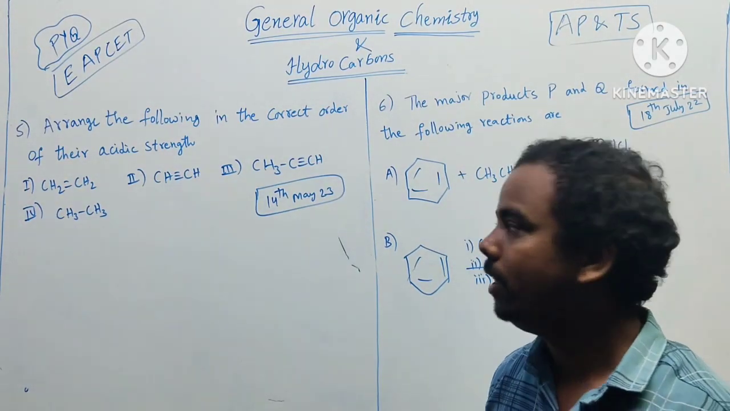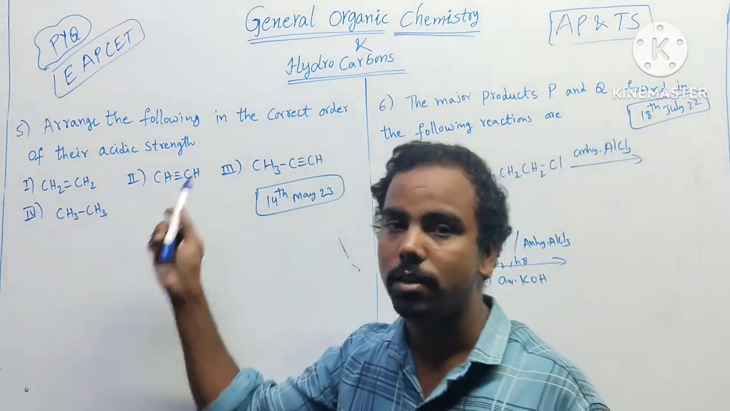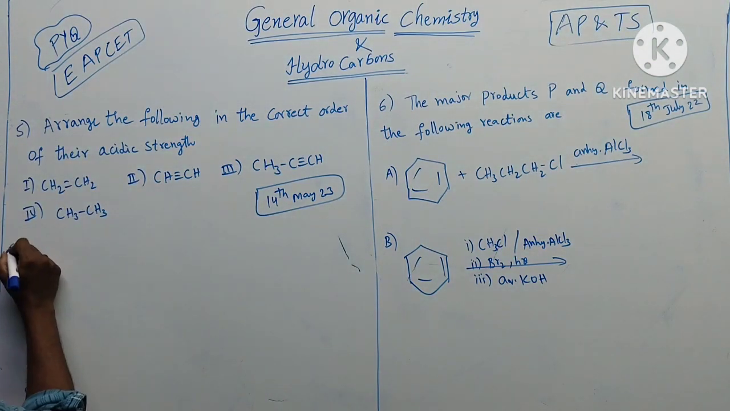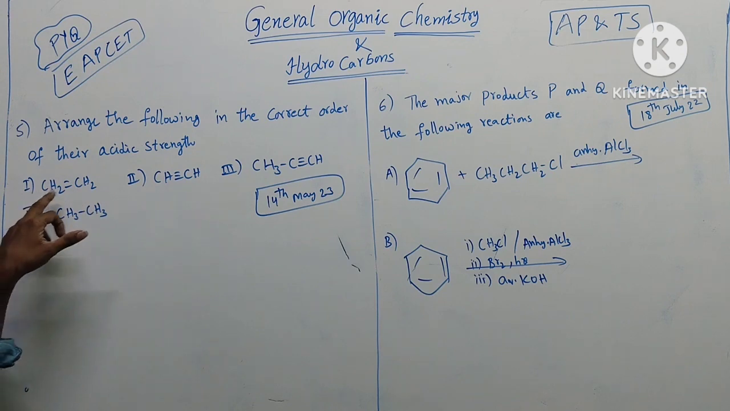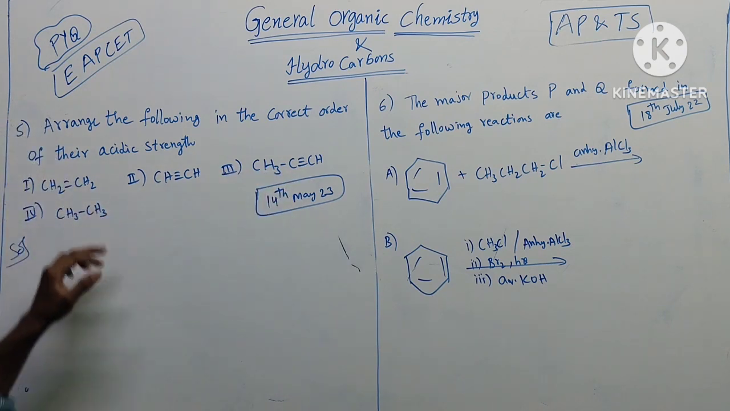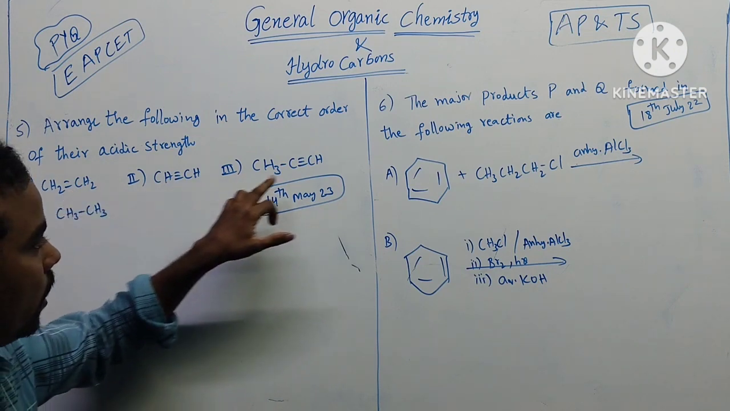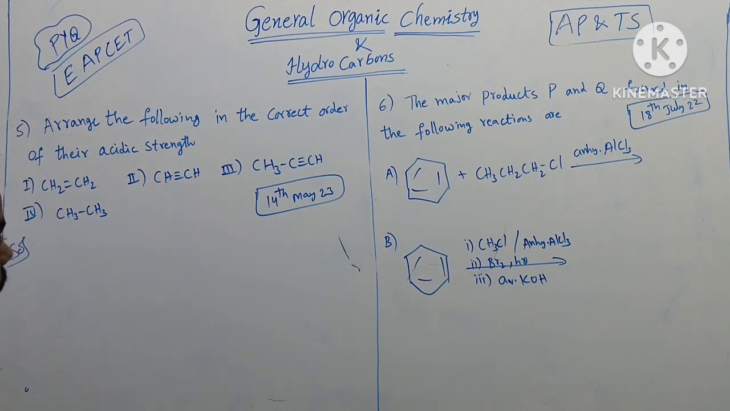See the next question, very easy. Arrange the following in the correct order of their acidic strength. Very easy. So how to find the acidic strength of different hydrocarbons? Only carbon hydrogen containing compounds are called hydrocarbons. Different hydrocarbons are there. Double bond is present, alkene. Triple bond is present, alkyne. Single bond, C-C single bond is there, alkane.